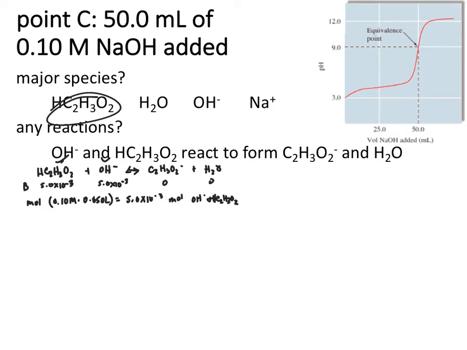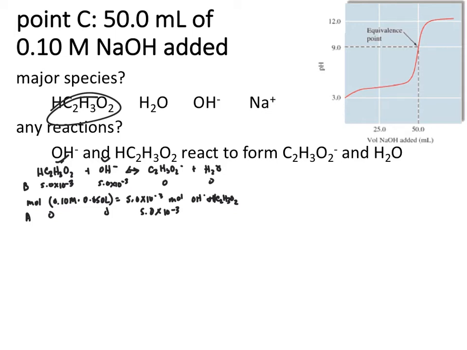So when those react with one another, we're going to get the following, which, as you can see, because these react in a one-to-one fashion, we end up with no acetic acid, we end up with no hydroxide ion, and what we end up with here is 5.0 times 10 to the negative third moles of the acetate ion. So the conjugate base is the only active or important species that is present in solution at this point.